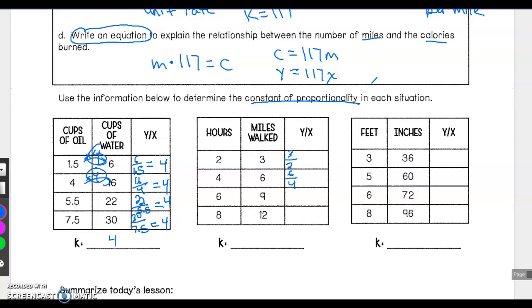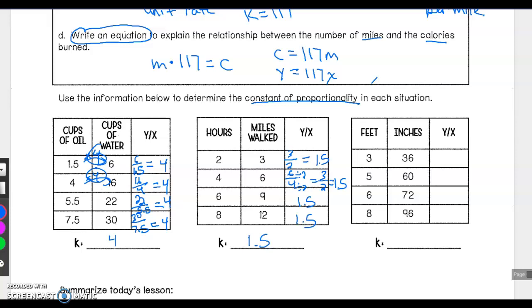Look here. If I were to reduce 6/4, divide them both by 2, that works out to be 3 over 2. You could also go 3 divided by 2 and get 1.5. This would still be 1.5, so that works too. And for the sake of time, I'm just going to tell you that the rest of them are 1.5.